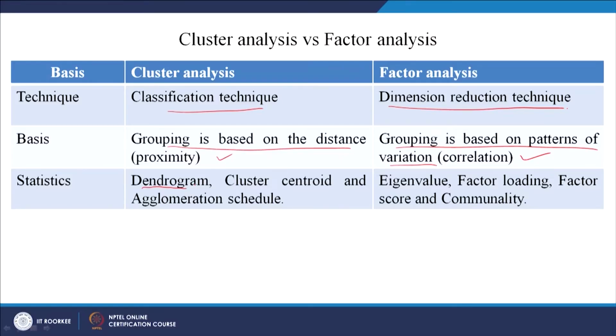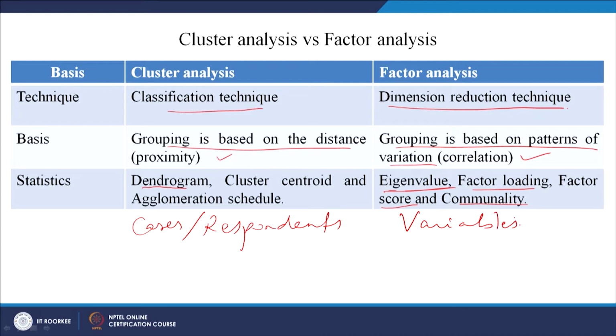Okay. The statistics used are the dendrogram, which is a diagrammatical representation, cluster centroid and agglomeration schedule. I will show you what they are. This helps you to separate or create the clusters. Here, if you remember, in factor analysis we used eigenvalue, factor loading, which was nothing but the correlation between the variable and the factor, factor score and communality. So, these were some of the things that differentiate the cluster and the factor analysis. This is basically done on cases or respondents. This is done on the variables. This is the simplest and most important difference.